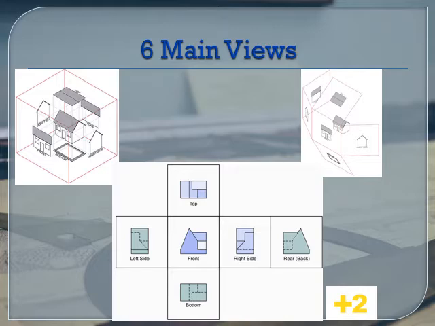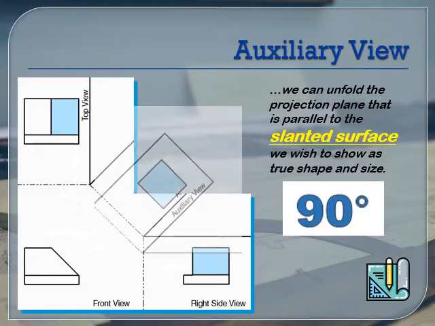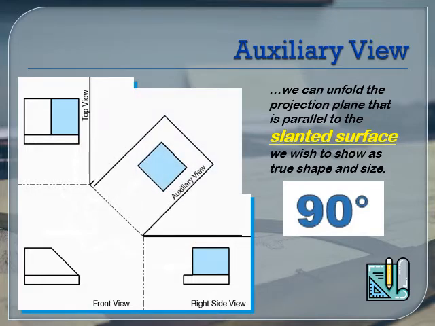In addition to the 6 main orthographic views, we had 2 other types of 2D views. So we had an auxiliary view. When we have a slanted surface, we can create an auxiliary view parallel to that slanted surface that shows us the true size and shape of the view.